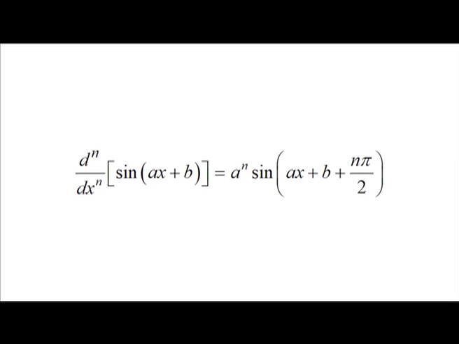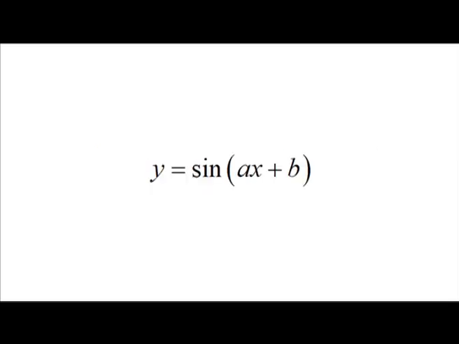The nth derivative of sine of (ax plus b) is given by a power n into sine of (ax plus b plus n pi by 2). To prove this, we let y equal sine of (ax plus b).